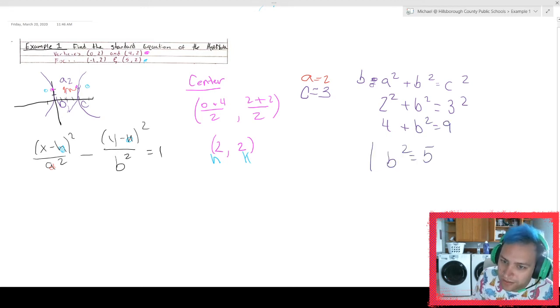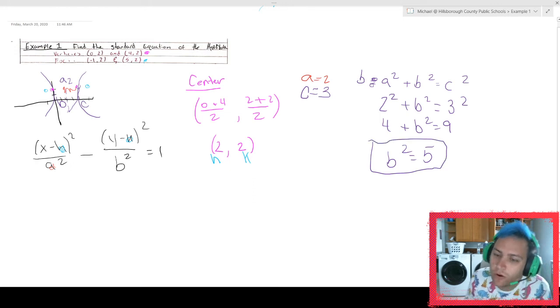Subtract that, I get b squared equals 5. And just like with the ellipse, I'm going to stop right there because I don't need b. I need b squared for the formula, right? Over here you can see that it uses b squared. So if I just leave it as b squared, I'm good. And I have my answer, right?